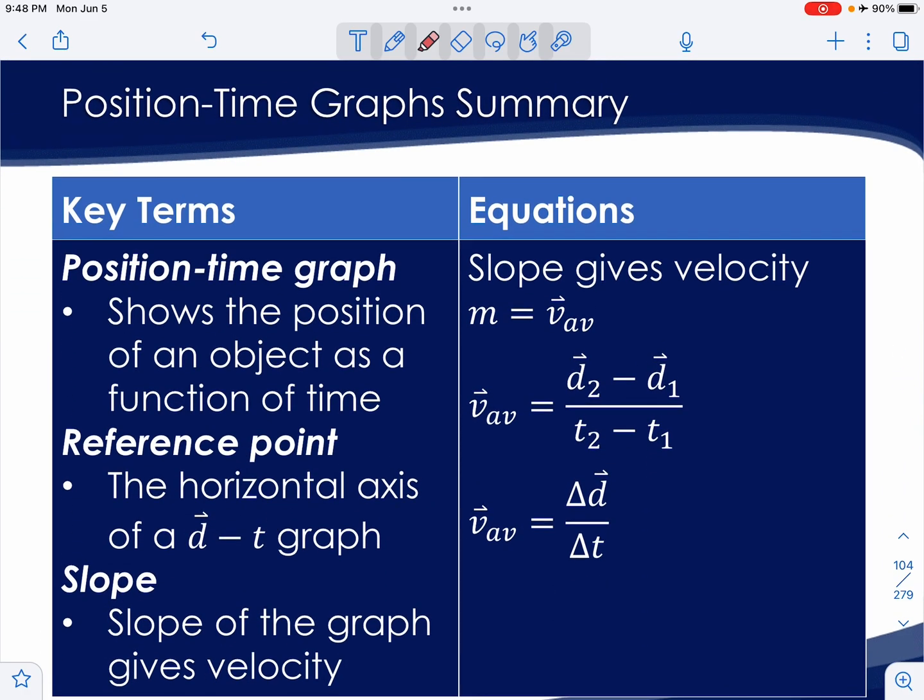So here's some summary, some key terms. Position time graph, you might want to add that to your vocabulary list. It shows the position of an object as a function of time. A reference point, and we referred to this a little bit the other day, on a graph, it means the horizontal axis. And the slope of the graph gives you, for a position time graph, the slope gives you a velocity.